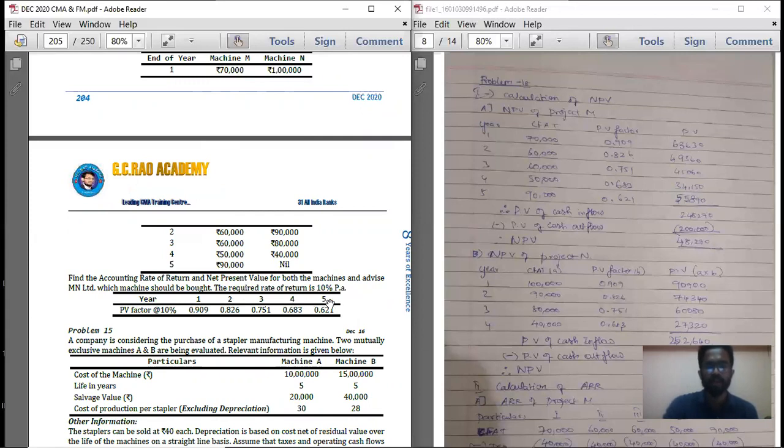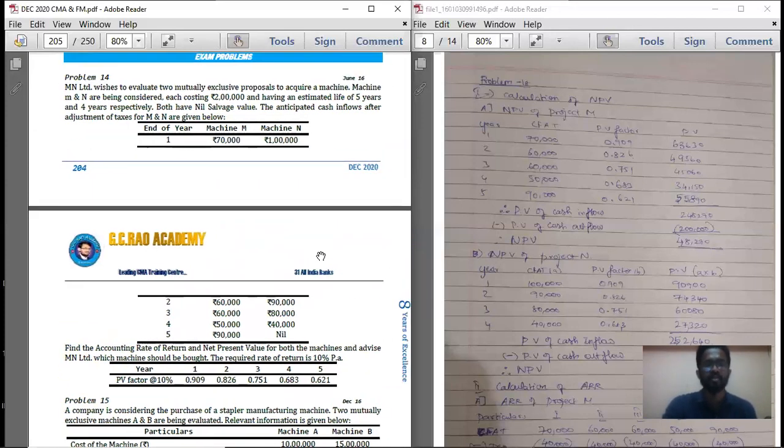The required rate of return is 10% per annum, that is, the cost of capital Ko should be taken as 10%. They have given PV factors for 10% for 1 to 5 years. So basically you should find both NPV and ARR. NPV means net present value, which you can do using CFAT.